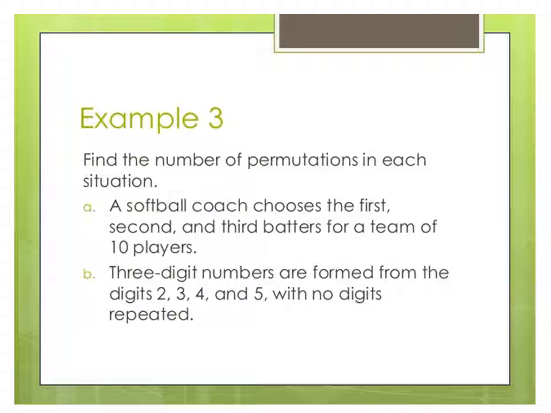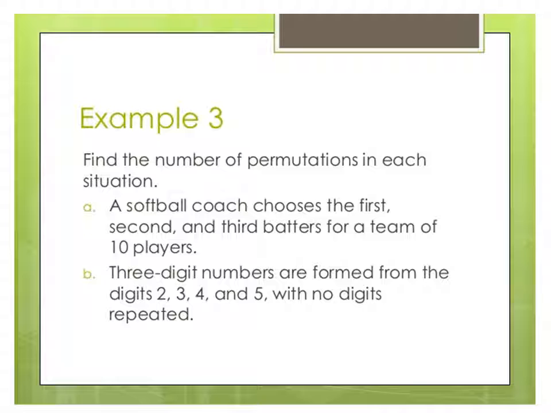If that batter is fixed in the first place, how many batters can be second? There can be 9 batters in the second position. If those first 2 positions are fixed, how many can be in the third position? That's 8. So your total number of permutations is 10 times 9 times 8, or 720.